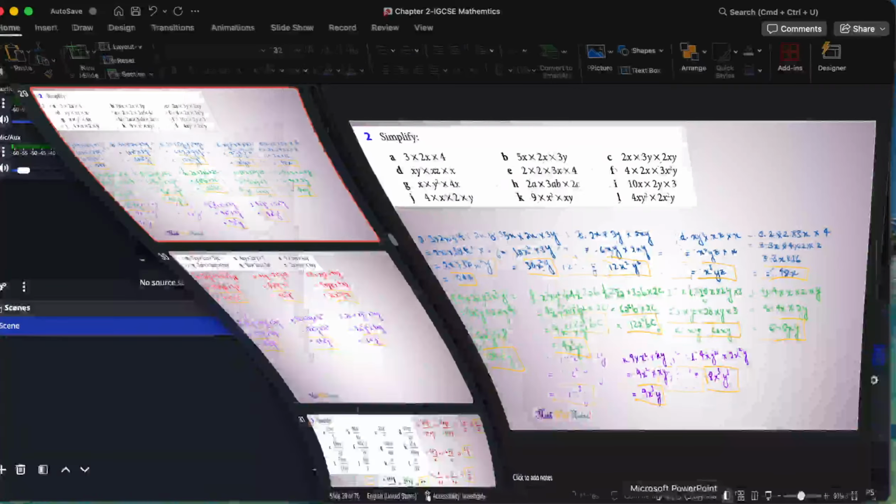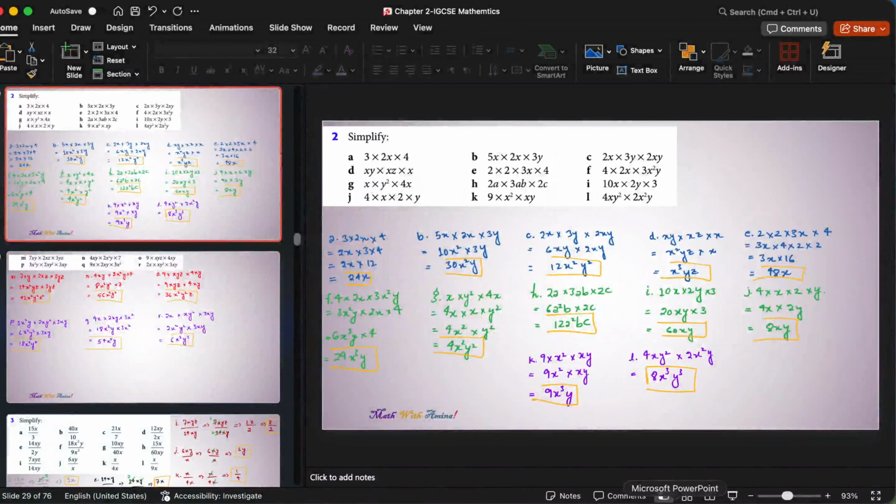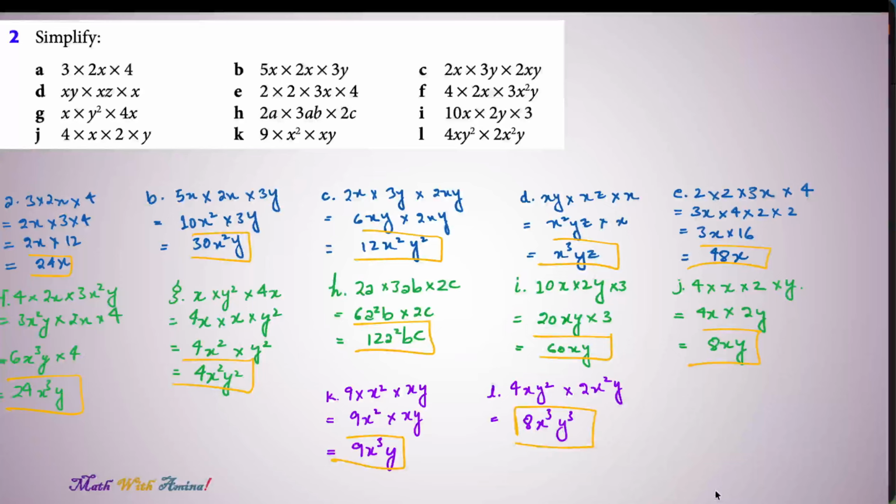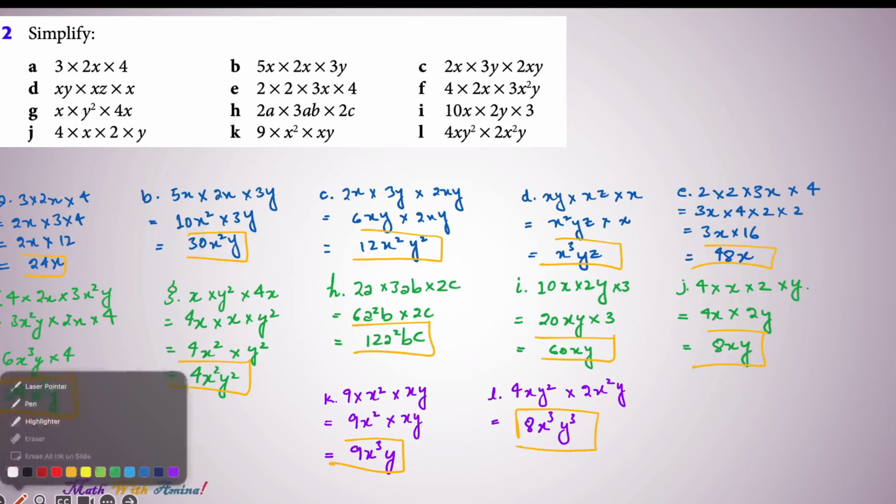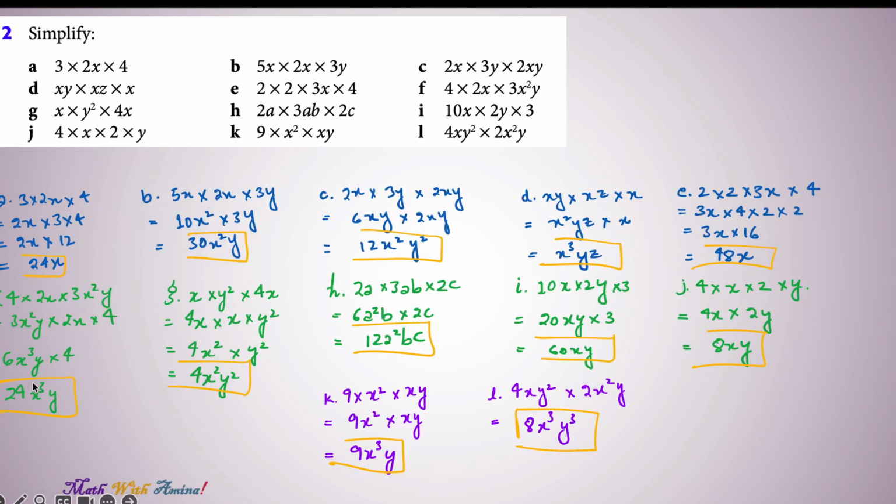Hi, now let's move to question number 2 of exercise 2.4. In here, we are asked to simplify each expression, the different expressions that we are given. We have to simplify them. So how do we do that?